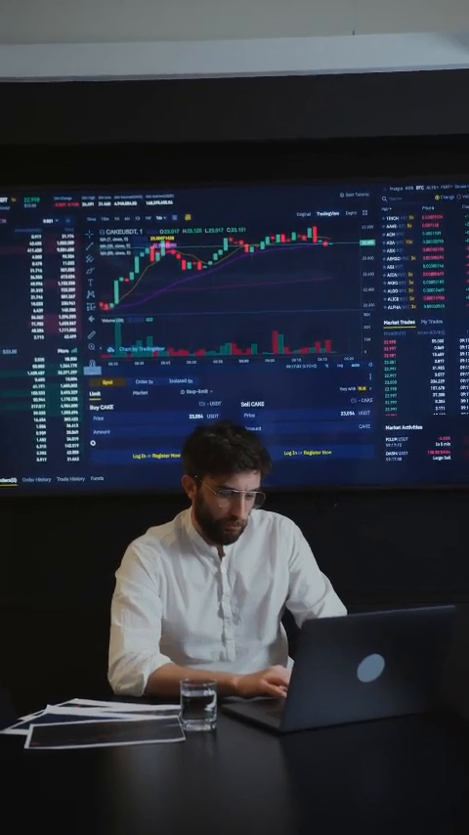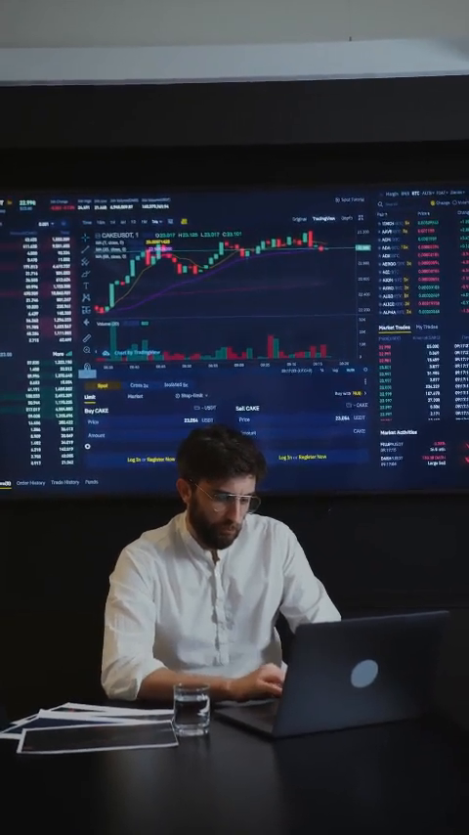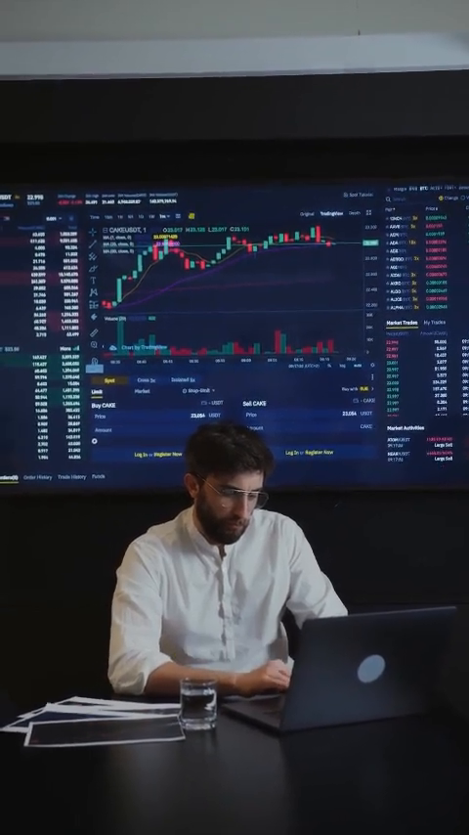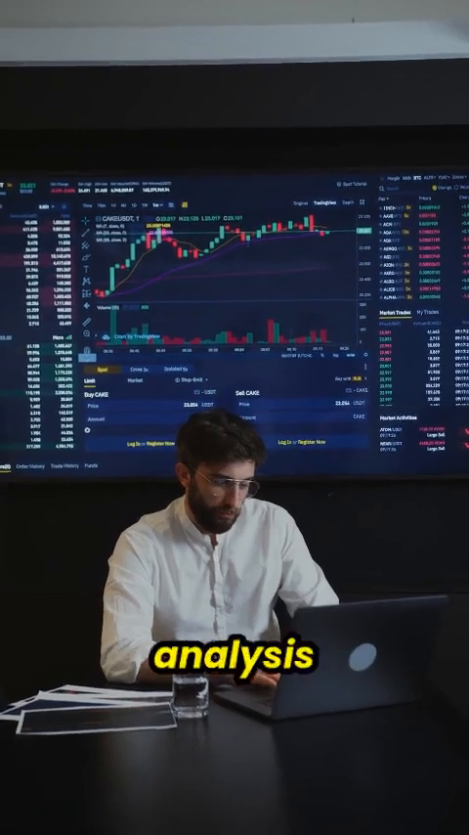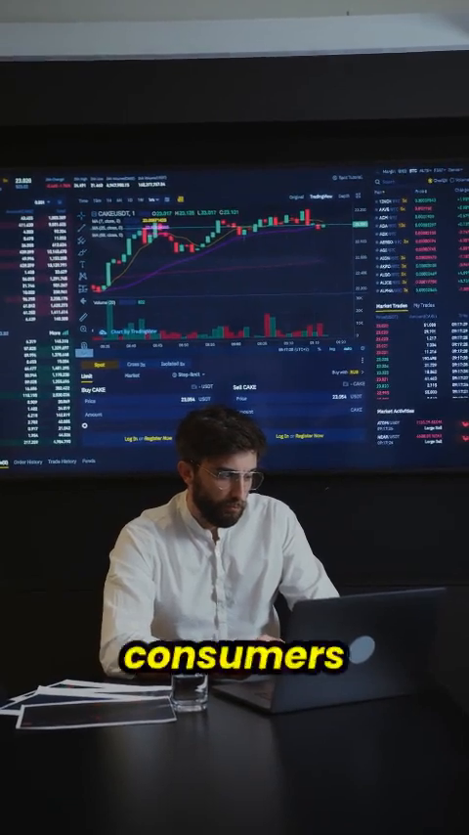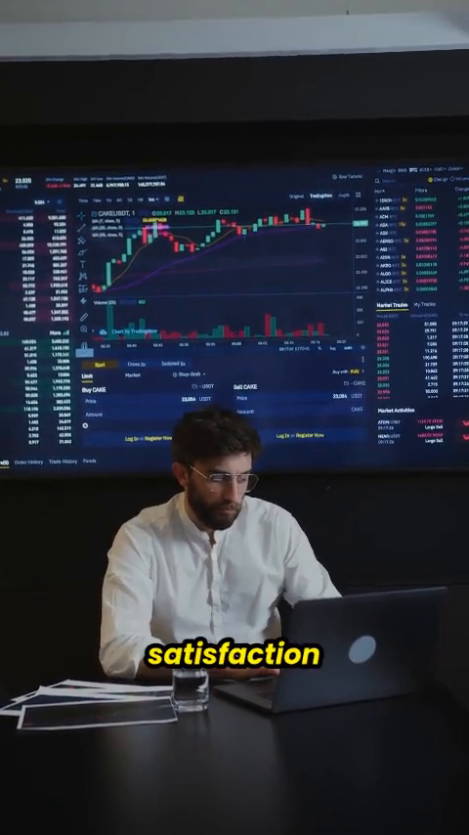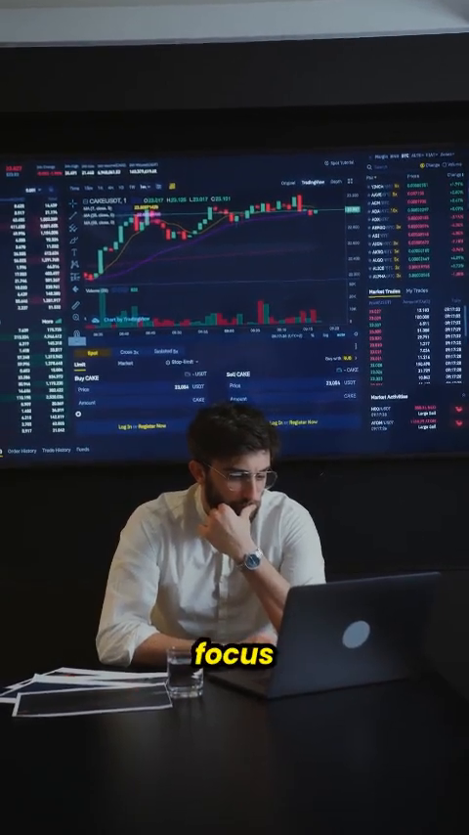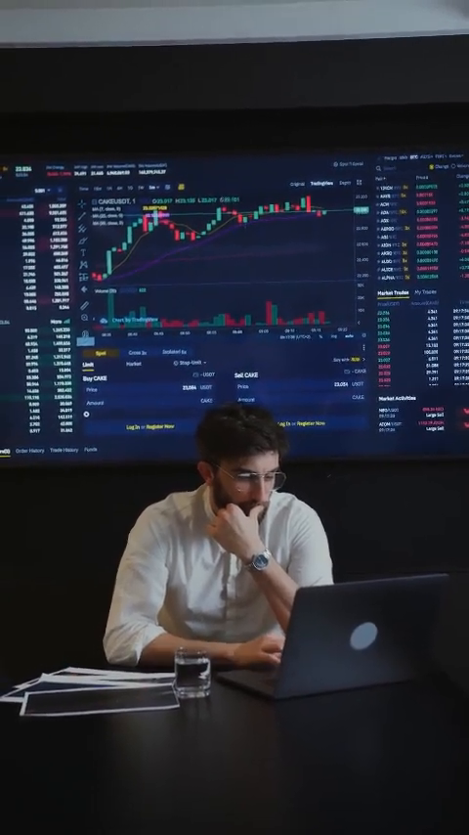Neoclassical economics. Neoclassical economists, such as Alfred Marshall, formalized the concept of price elasticity. They saw it as a crucial factor for demand analysis, emphasizing marginal utility. The idea that consumers derive varying levels of satisfaction from different goods helps explain differences in elasticity, with a focus on substitution and income effects.